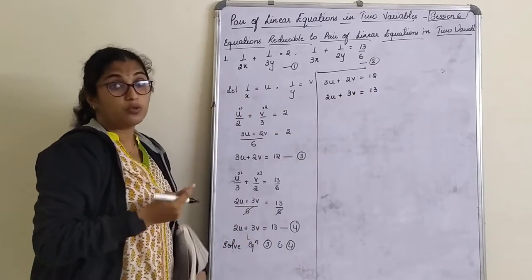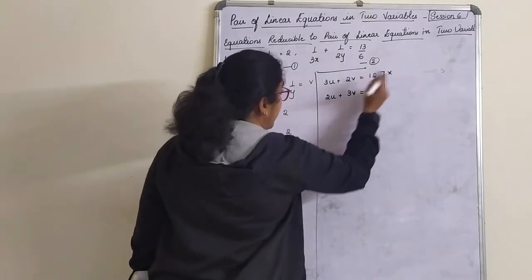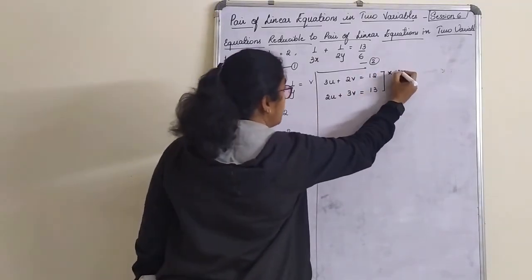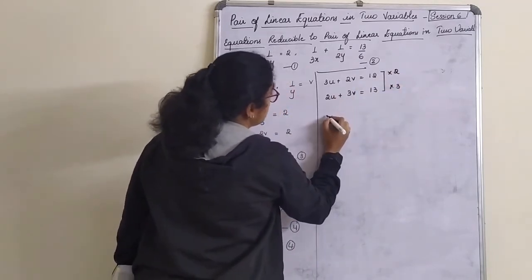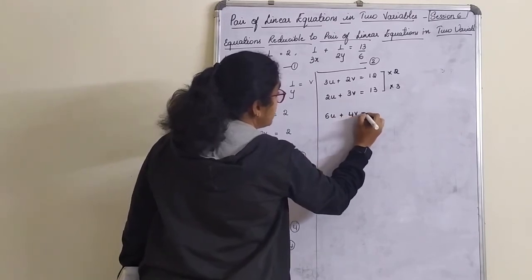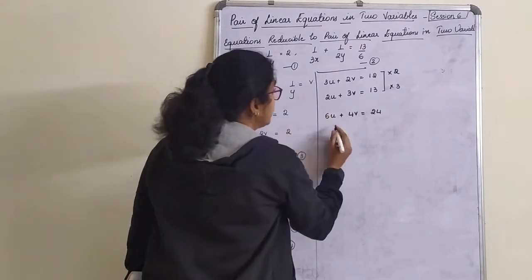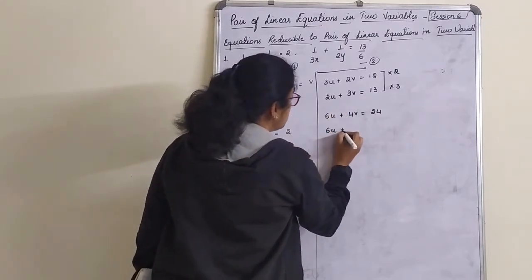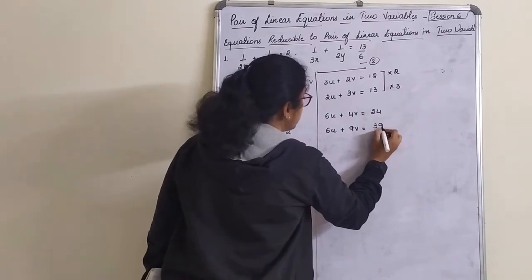Decide which u or v you want to eliminate. Based on that, let us multiply. I will eliminate the u term, so I multiply this by 2 and this by 3. So 2 3s are 6u plus 2 2s are 4v is equal to 24, and 3 2s are 6u plus 9v is equal to 13 3s are 39.